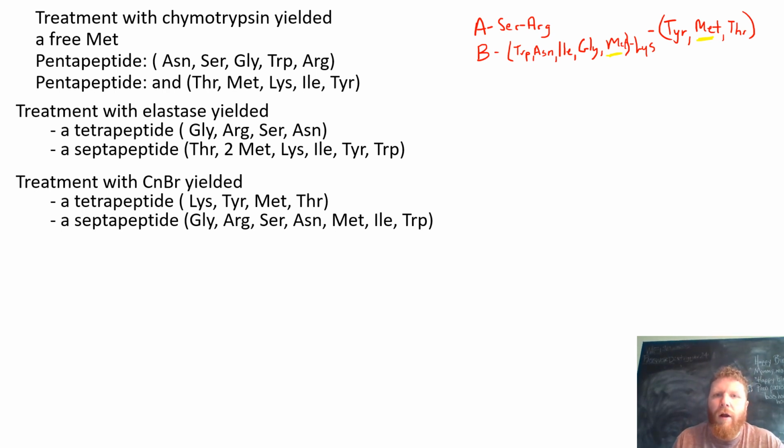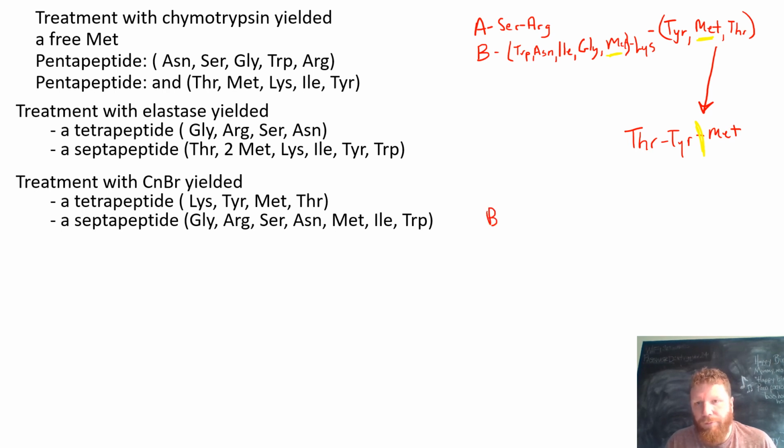Okay, so now let's consider our options. We've got methionine in our B peptide and methionine in our C-terminal peptide. Well, let's go ahead and use this information to speculate about our C-terminal peptide. If we had this peptide arranged as THR, TYR, MET, so this is our C-terminal peptide at the very end of our peptide, and we cut with chymotrypsin after our TYR, would we get our free methionine? Yes, we would.